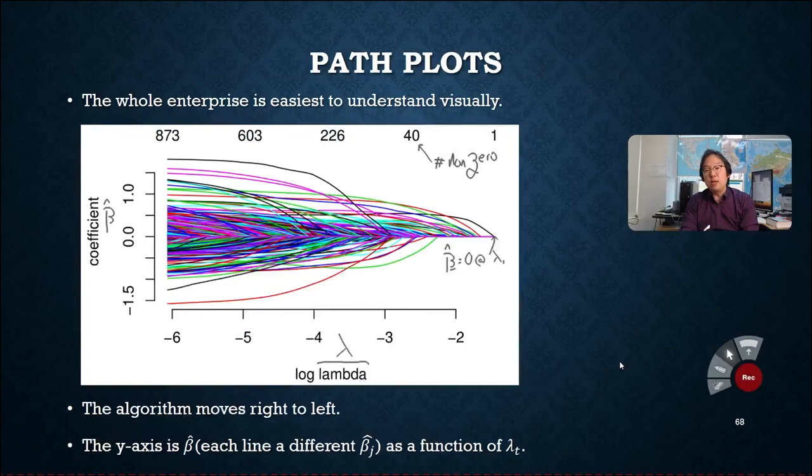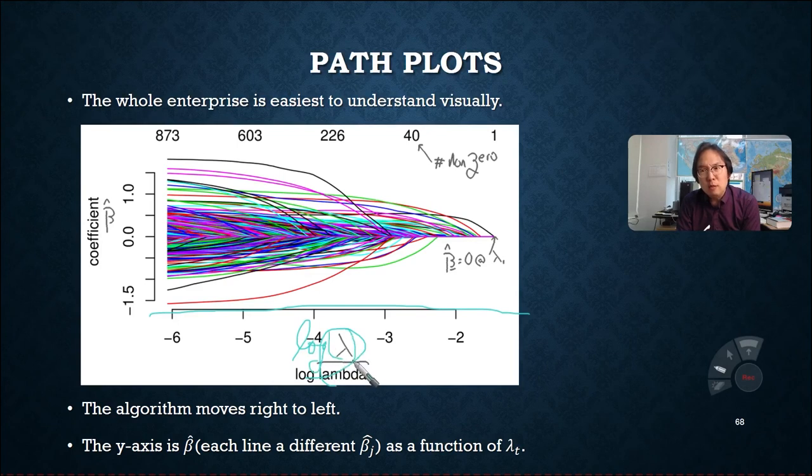All right, so the path plots look like this. The whole enterprise is easiest to understand visually. What you see on the horizontal axis is lambda. Oh, not just lambda, but log of lambda. Sorry about that. Log of lambda. Didn't you say lambda is positive? Why do you see a minus sign?